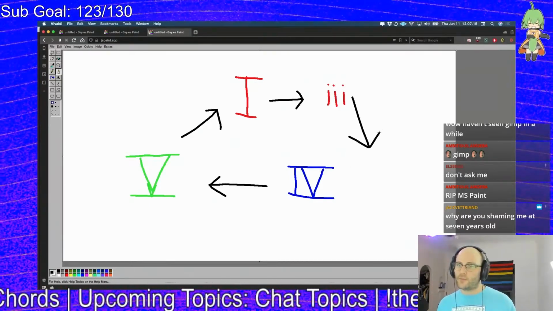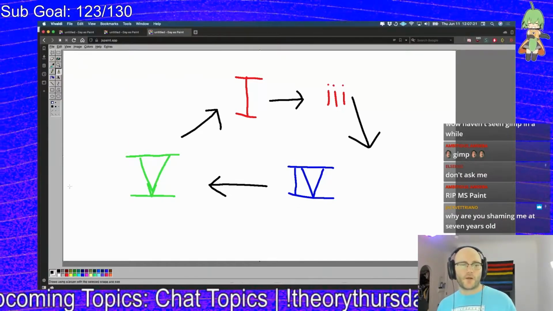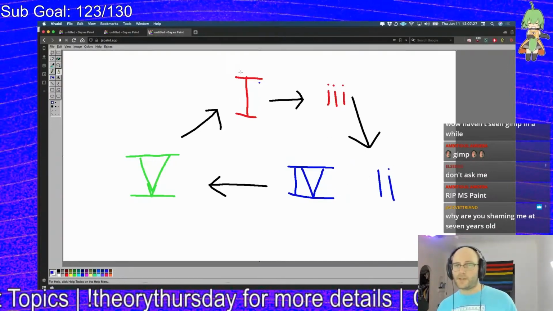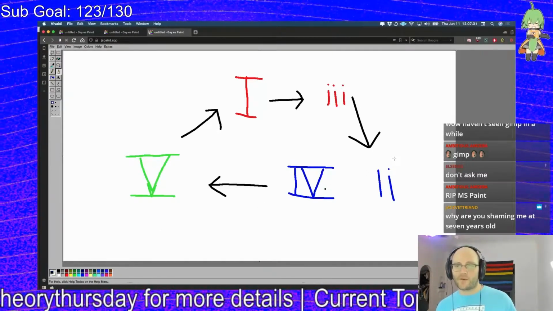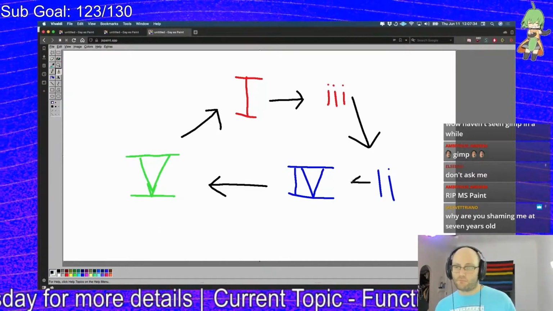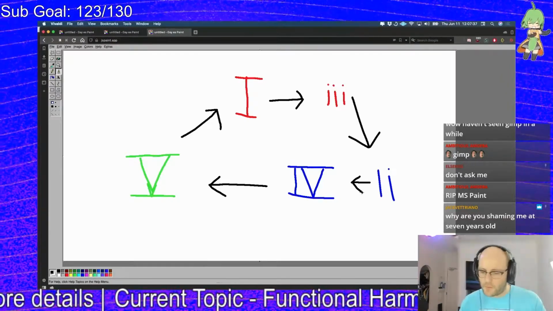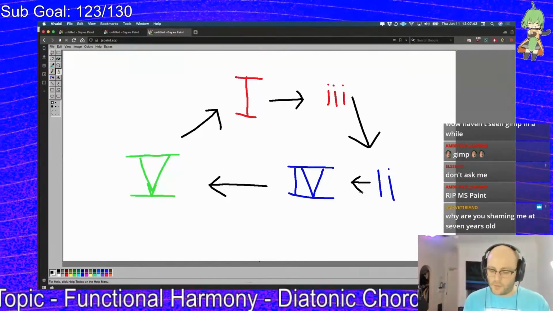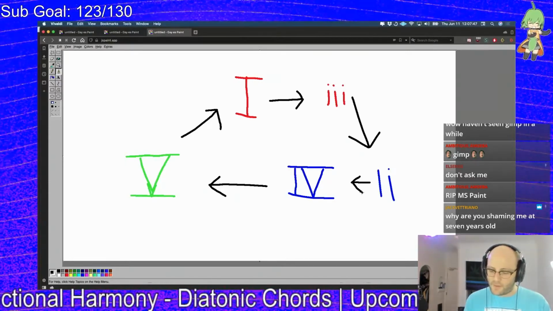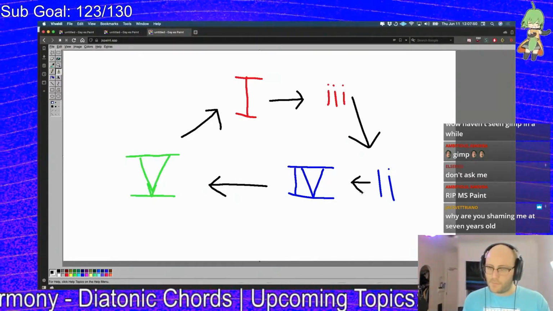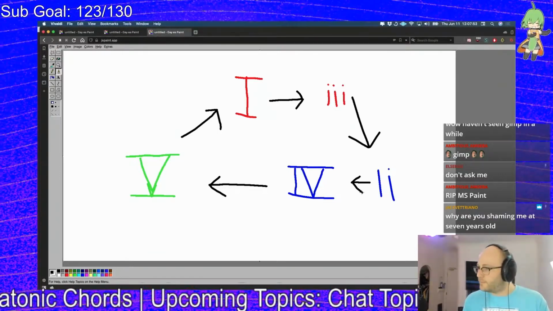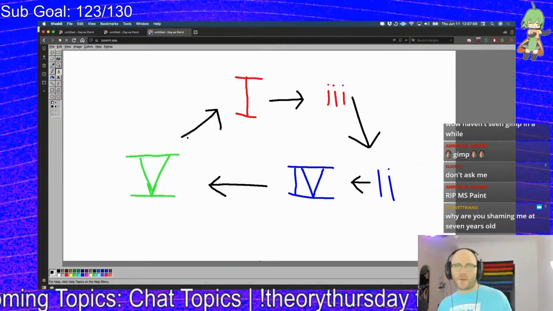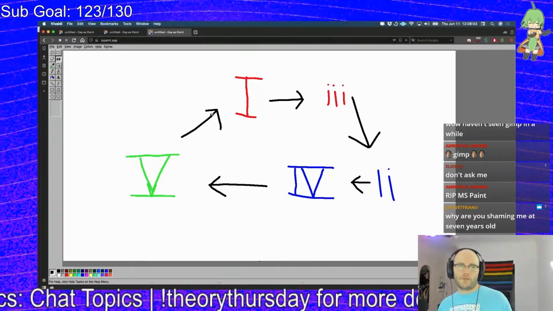We could even extend this further by going from the 3, not to the 4, but to a different predominant chord. Let's try going to the 2. And since these are all on the same side, they're all in the same sort of chord placement, it just feels like we're in the same world. So 1, 3, 2, 5, or 4, 5, back to 1.